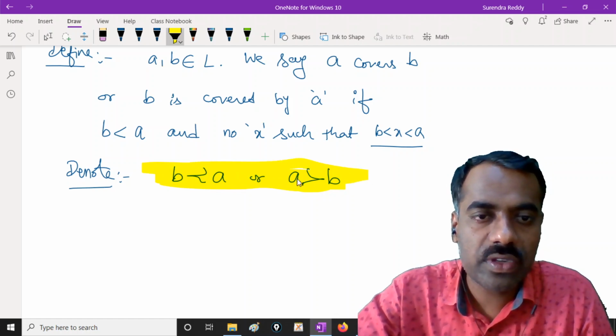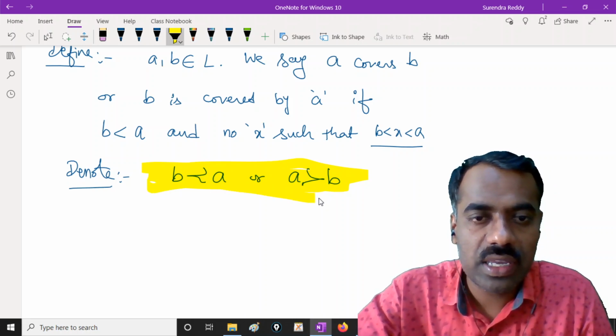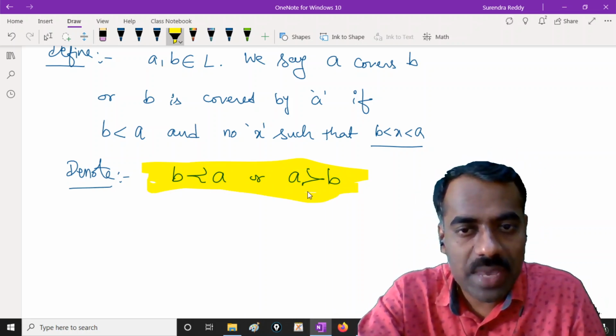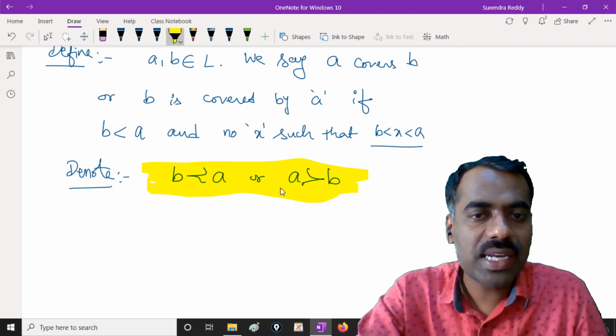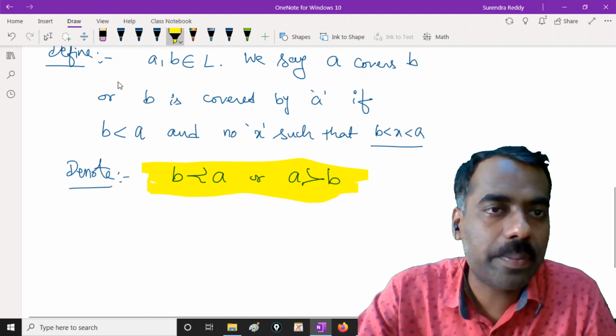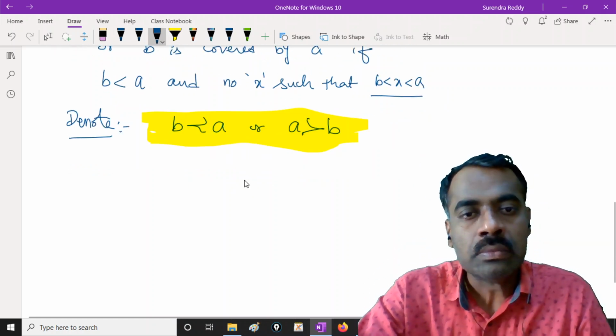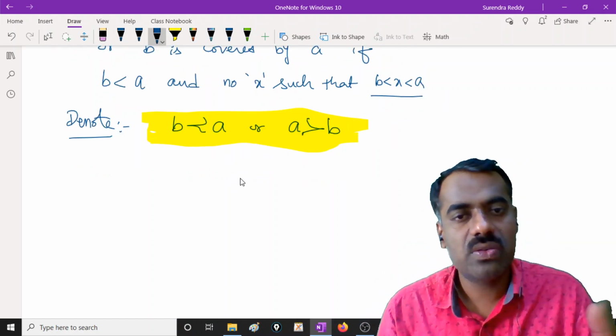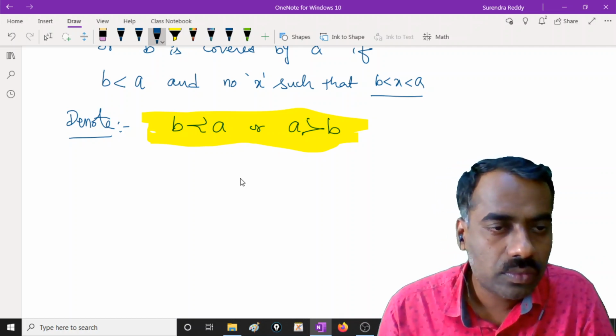Okay. So while writing, make sure whenever we say this, it is not just a less than symbol. It is something extra than the less than symbol, meaning there is no element between them. Okay. Fine. Now how will we represent the diagram? Then we will go to some properties and so on.